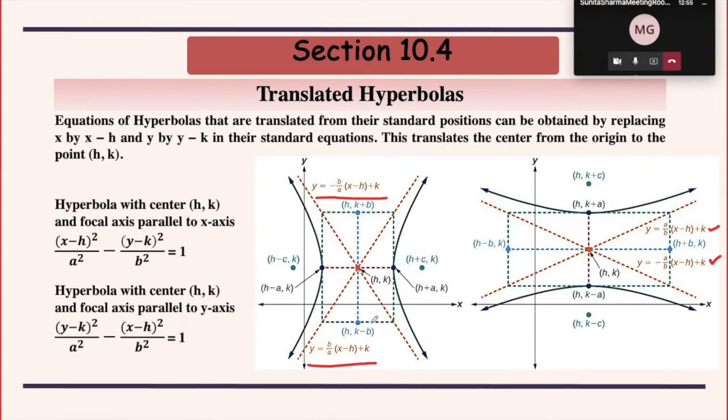So in the same way as you did in the standard position, here also you will have a similar thing, that your asymptote is y is equal to minus b by a or plus b by a into (x minus h) plus k. Okay, and in the other case it is a by b or minus a by b.